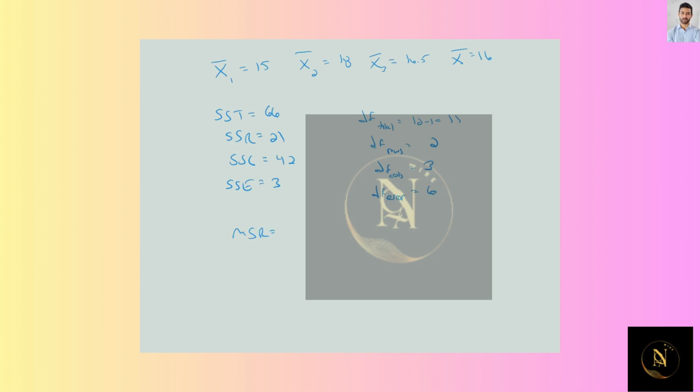So the MSR is the SSR over the degrees of freedom for the rows, which is 10.5. The mean squares for the columns is the sum of squares of the columns over the degrees of freedom for the columns, which is 14. And the mean square for the errors is the sum of squares for the errors over the degrees of freedom for the errors, which is 0.5.